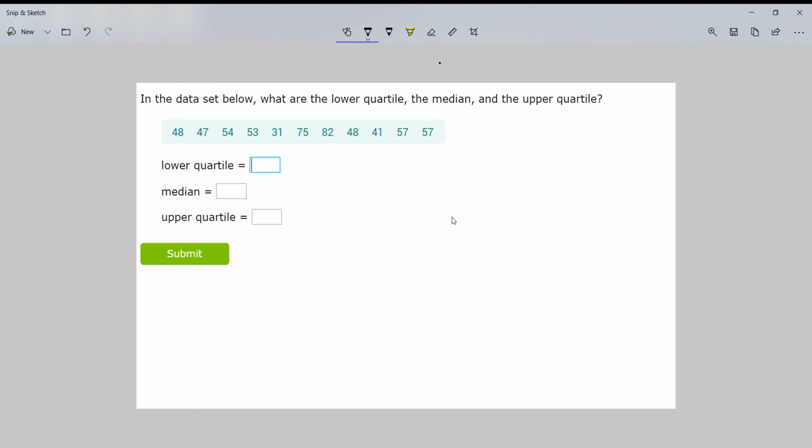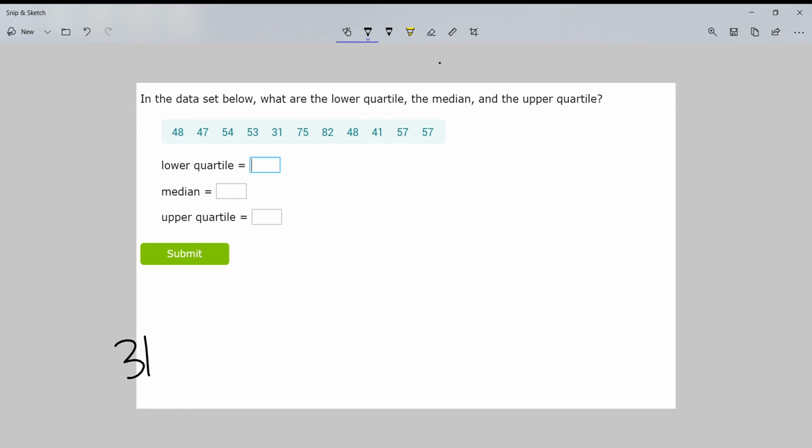Okay, so here we have a little bit of a different challenge. They're asking us for 3 different answers, okay? And if we look at our data set, we see that we have 2 bigger numbers in the middle, which means this is not arranged from least to greatest. And before we do anything, we need to make sure that our numbers are arranged from least to greatest. So let's go ahead and do that then.